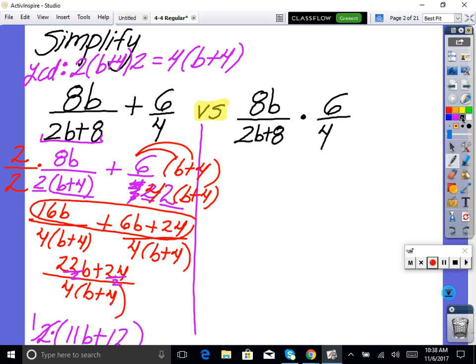Okay. Let's do this one. These ones are the easy ones. These ones are multiplication. Don't we just multiply straight across? So we have 8b times 6 on top, divided by 2b plus 8, all over 4. Now, shouldn't I just factor it out and divide out exact factors? Multiplication is our friend because it's the easy one.